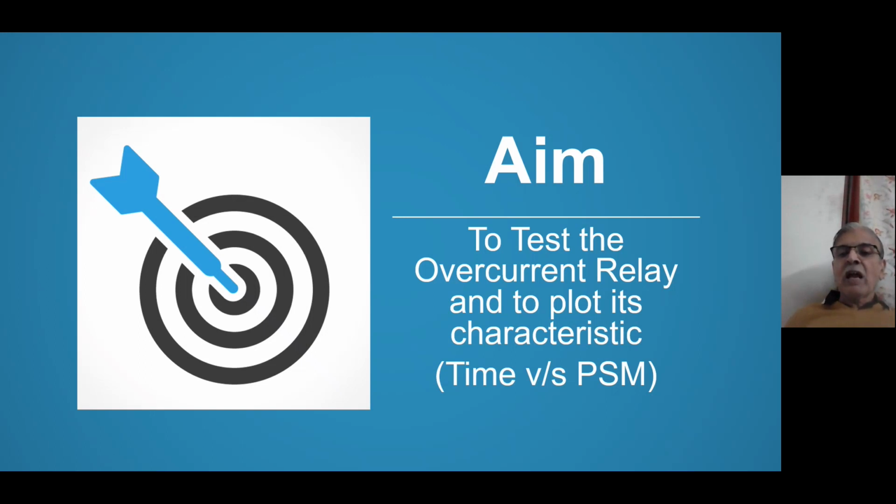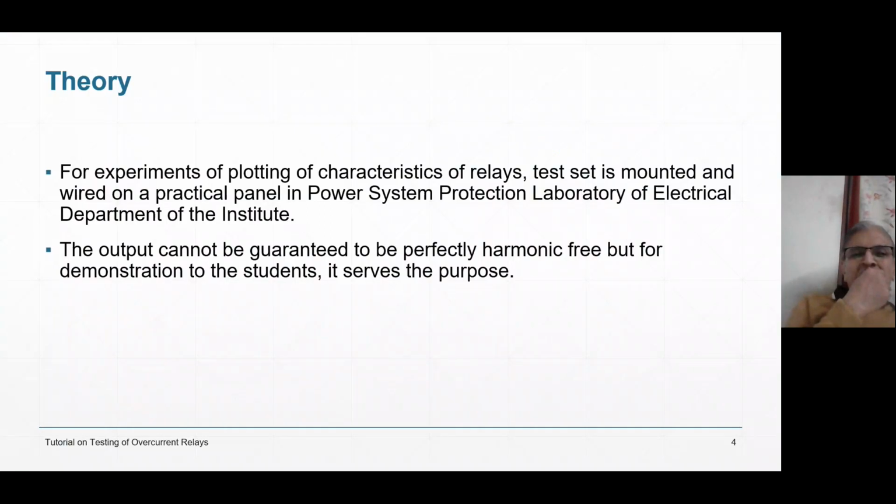Accuracy is not important. Reliability, relay must operate. So 12.5% plus or minus. And from 4 to 20, plus or minus 7.5%. Time error is allowed. Time tolerance is allowed. Right. Beyond 20, we don't talk because beyond 20, the time of operation is constant. It is IDMT relay, inverse definite minimum time over current relay. So this is the aim of our experiment, right?